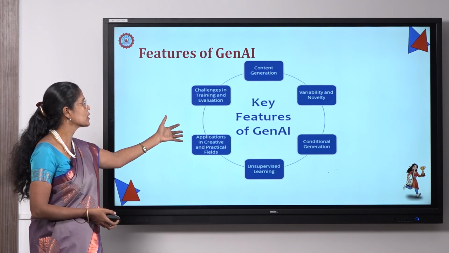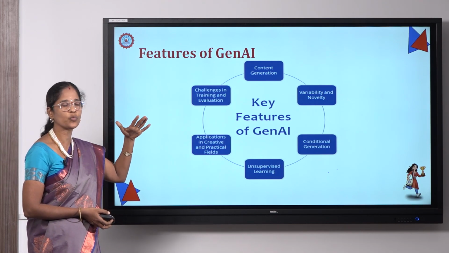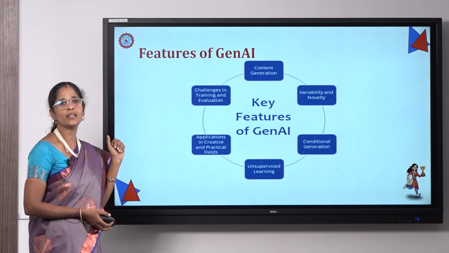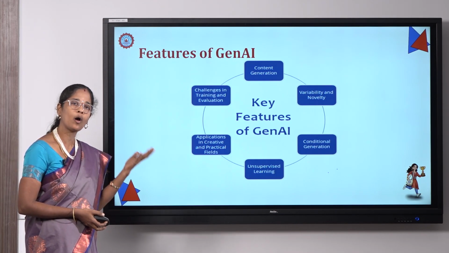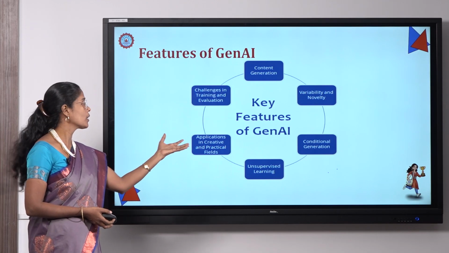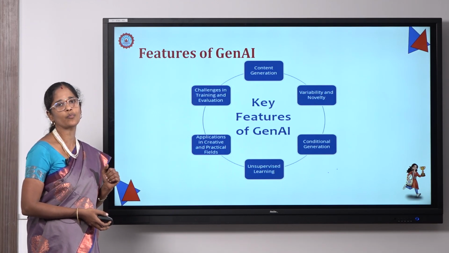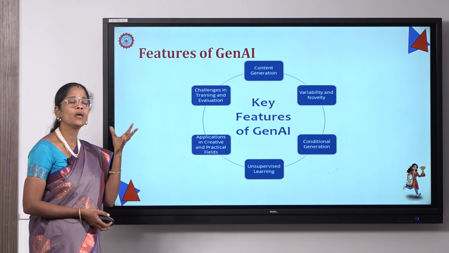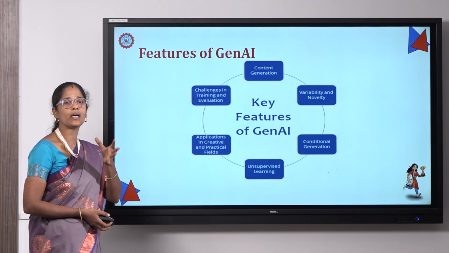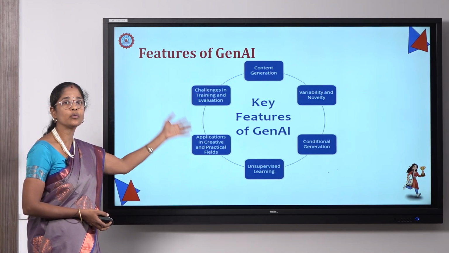So, the main features are: content generation is the first one, variability and novelty is the second feature, and the third one is conditional generation. Depending upon how the user gives the input, the output is generated by the system automatically. And here, unsupervised learning: the system thinks of varied types of learning, you don't want to structure it.